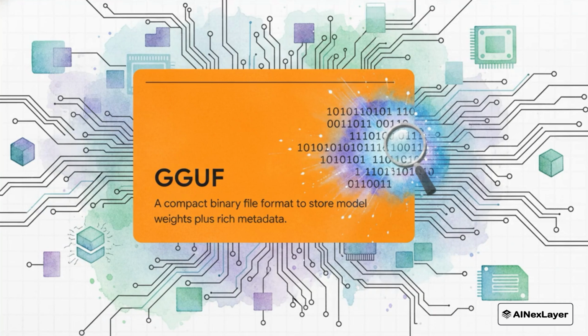So, what is it? Well, GGUF stands for GPT Generated Unified Format. At its core, it's a really smart, compact file that does two things at once. It stores the model's brain, its neural network weights, and it also packs in a ton of metadata that describes exactly how that brain is wired.